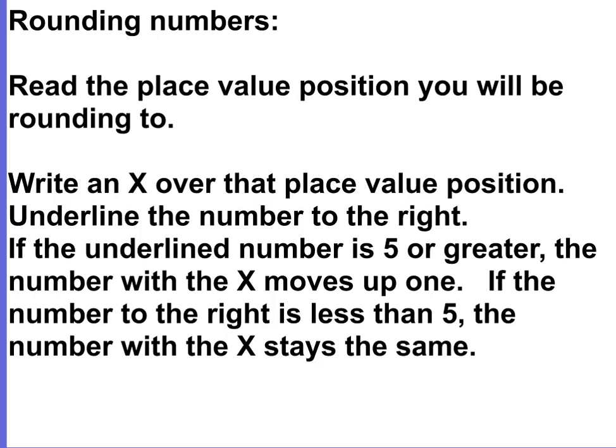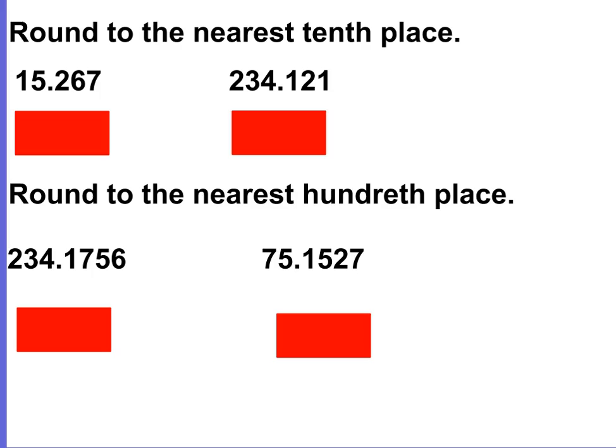Now, rounding numbers. When you're going to be rounding a number, you're going to read the place value position you're going to round to. You're going to write an X over that place value position, and you're going to underline the number to the right. If the underlined number is 5 or greater, the number with the X moves up 1. If the number to the right is less than 5, the number with the X stays the same. And we're going to apply that to these numbers here.